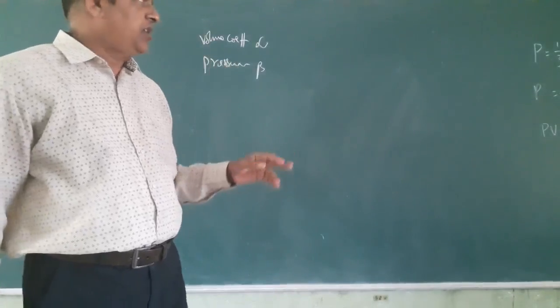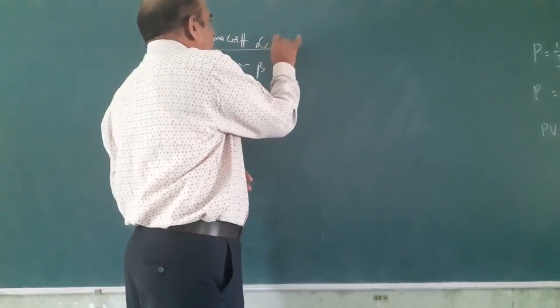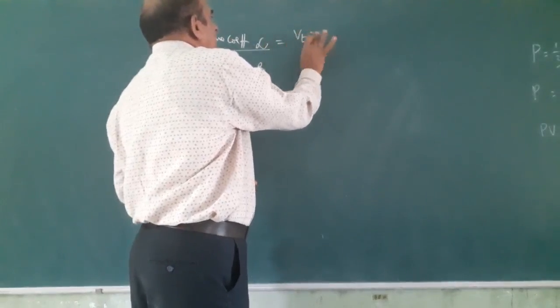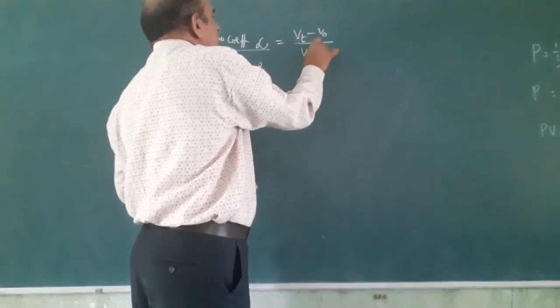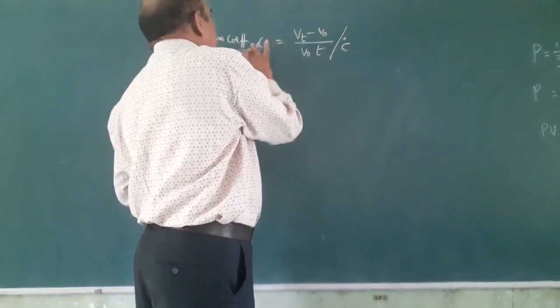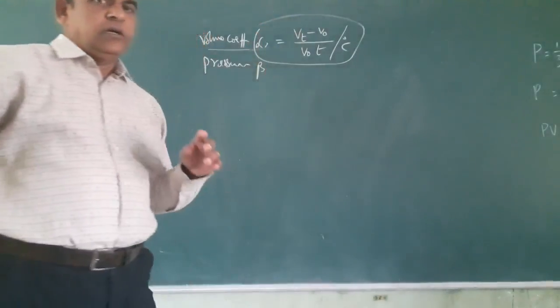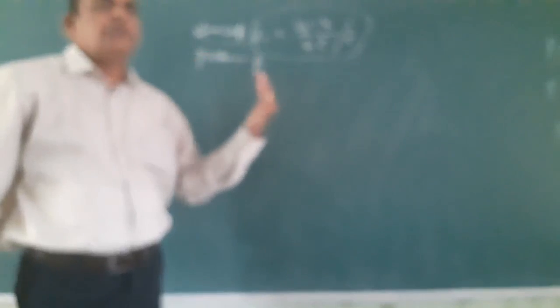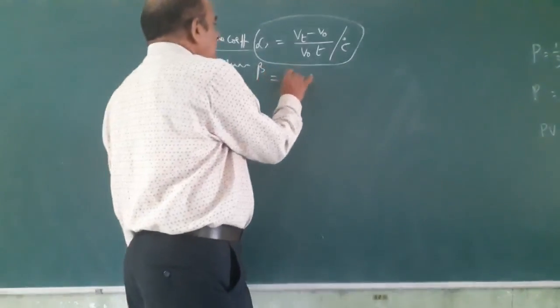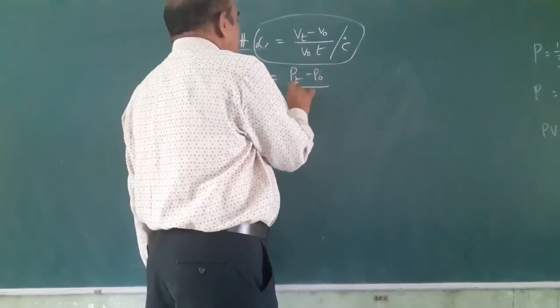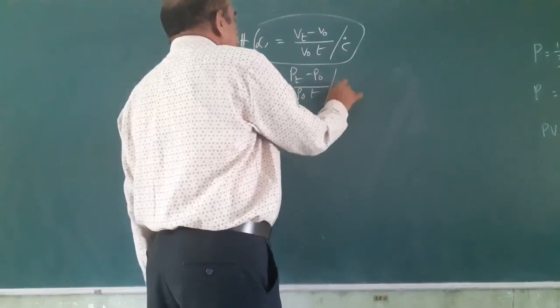At a constant pressure, we define the volume coefficient alpha as (Vt minus V0) by V0 into t, per degree centigrade. At a constant pressure, it is the ratio of the increase in volume for a rise of 1 degree centigrade to its original volume at 0 degree centigrade. Similarly, the pressure coefficient beta is defined at a constant volume as the ratio of the increase in pressure, (Pt minus P0) by P0 into t, per degree centigrade.